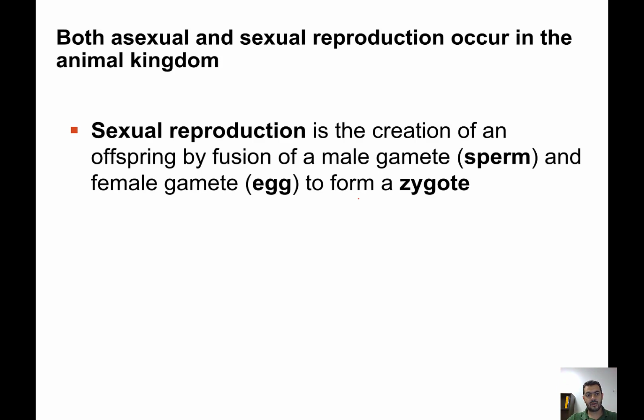We will start by discussing sexual and asexual reproduction in the animals, and we will end up with covering the acquisition of nutrients, which is absorption, and then elimination of the waste through the digestive system. So starting with sexual reproduction, let's define it. This is the creation of offspring by fusion of a male gamete, in other words the sperm, and a female gamete, which is the egg, to form a zygote.